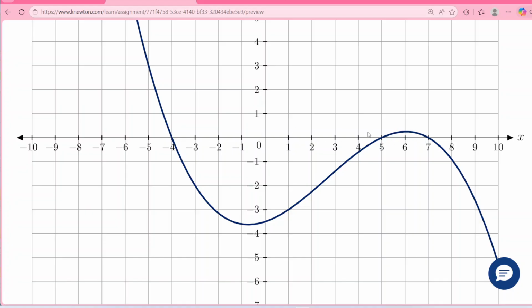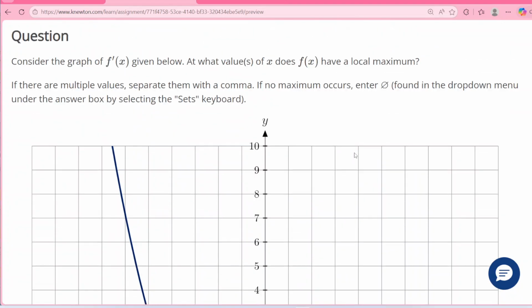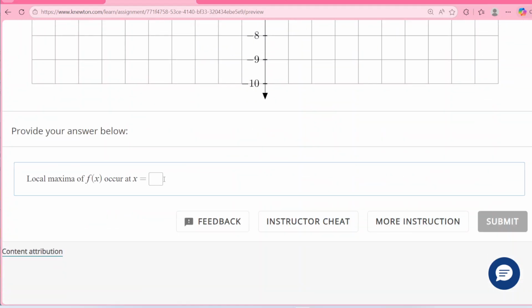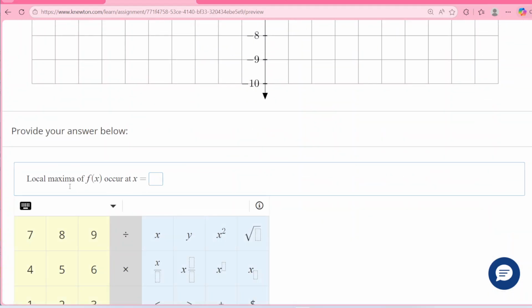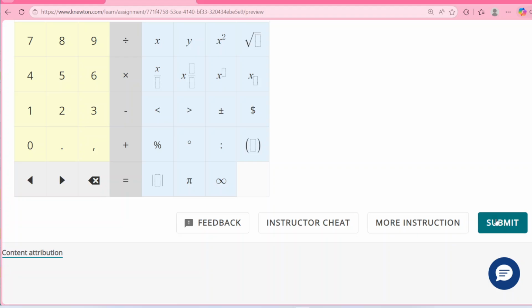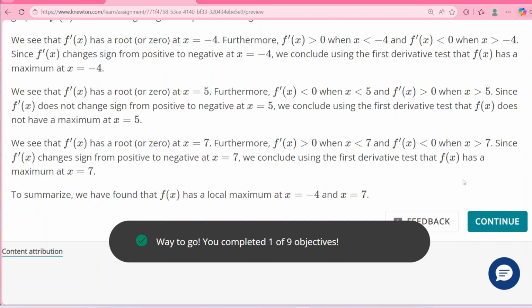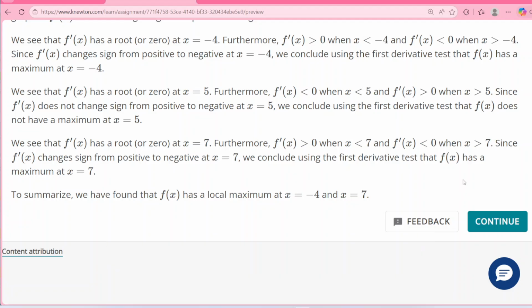So -4 and 7, and it says separate them by commas if there's multiples. So there are two values, right? The local maxima of f will occur at x equals -4, comma, but also at x equals 7. All right, so that's one of the 4 objectives I'm going to be doing. Again, I'm only doing the ones with the first derivative test for this video.